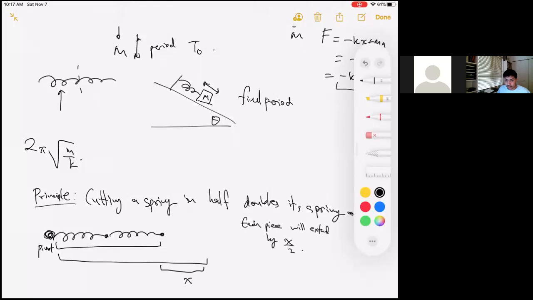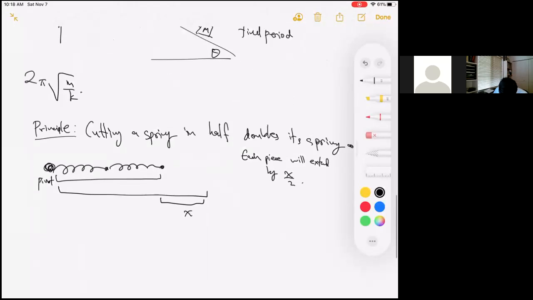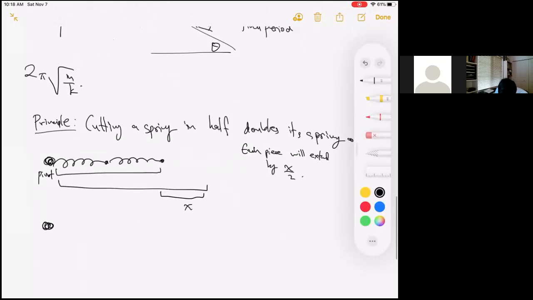Each piece will extend by x over 2. And what that means is that if we have the final state right here, then this has been the x over 2 extension for this half spring. And obviously on this end right here, the only force being felt is the force from this half spring, because that's the only attachment right there.